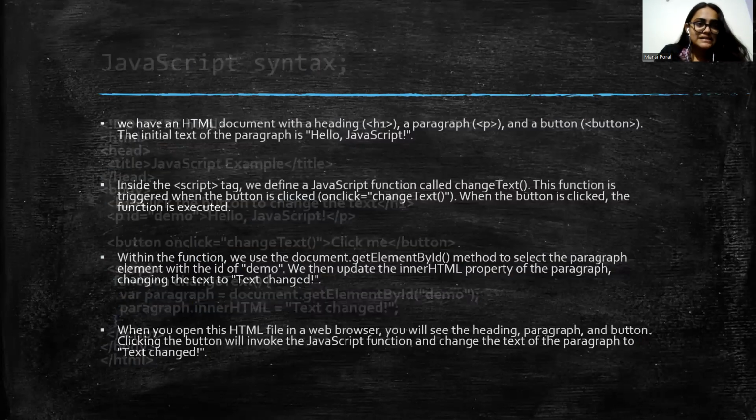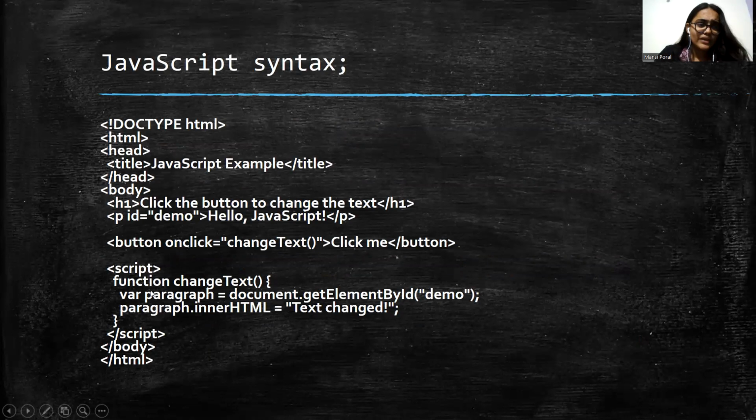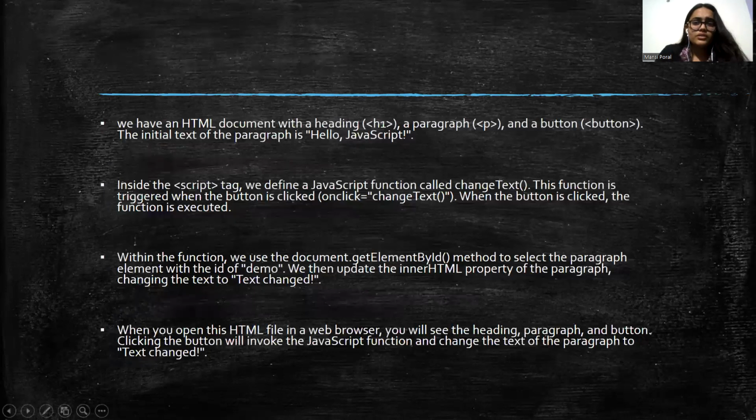Inside the script tag, we define a JavaScript function called changeText. This changeText function is triggered when the button is clicked. So we have onclick, that is changeText. When the button is clicked, the function is executed. Within this function, we use the document.getElementById method to select the paragraph element with the id of demo. We then update the innerHTML property of the paragraph, changing the text to Text changed.